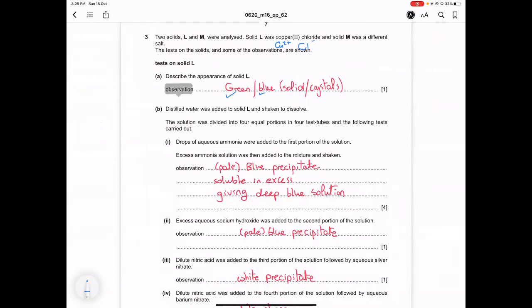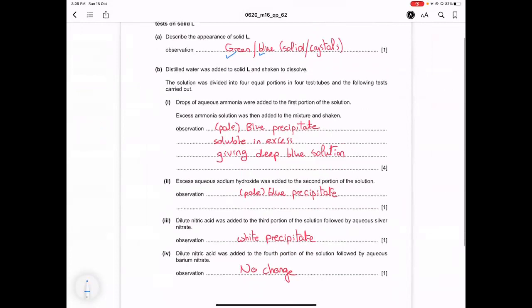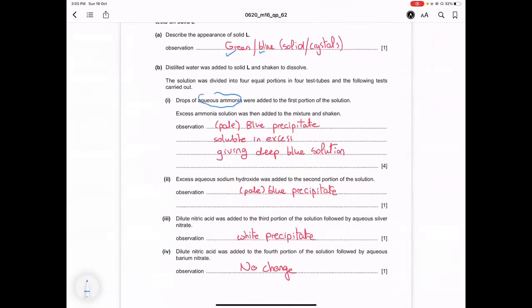B is adding distilled water to this solid and shaking, then he added drops of aqueous ammonia. Take care, this is the observation that comes with the highest number of marks in the table of cations. Ammonia with copper gives pale blue precipitate, which dissolves in excess, soluble in excess, giving deep blue solution. Okay, precipitate is for a mark, blue dissolves, giving deep blue solution.